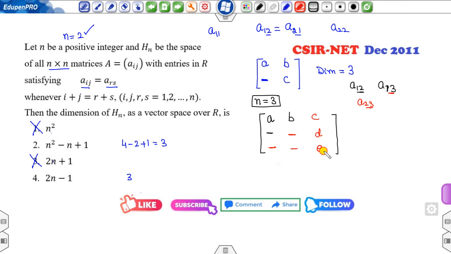And the last number, what is the dimension of this case? It is 5. So when you take n equal to 3, 6 minus 1 is 5. When n is 3, 9 minus 3 plus 1 is not equal to 5. So this option is cancelled. Only option D is the right answer of this problem. Always choose a particular value of n. Think in this manner, and you can get your answer very soon.